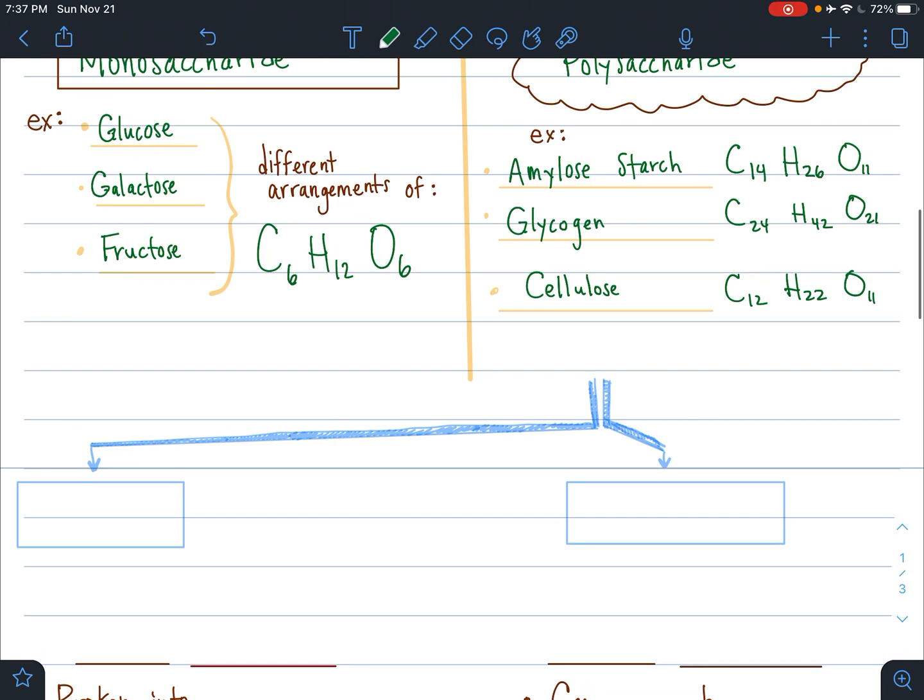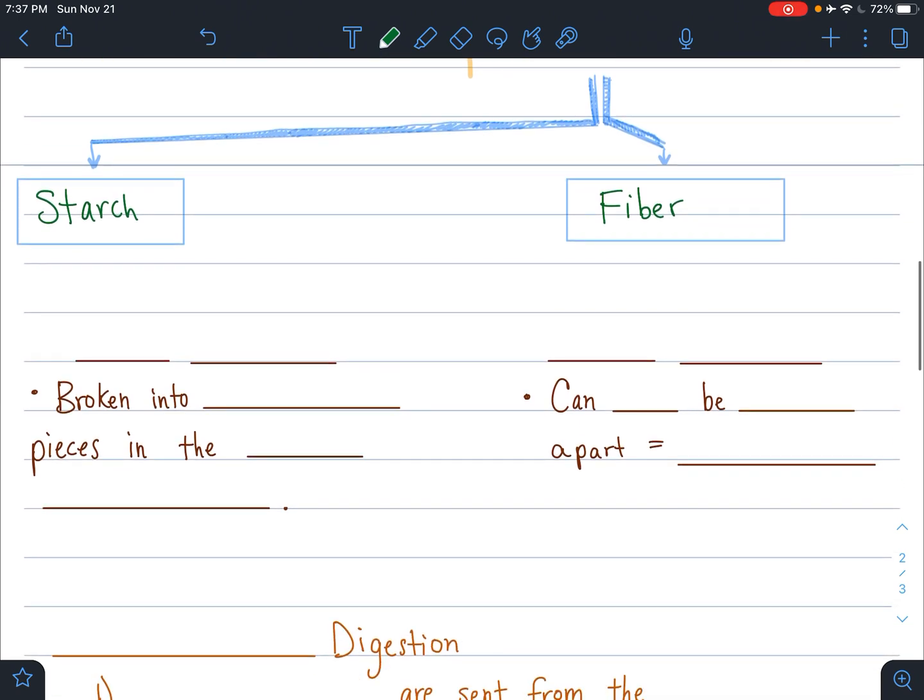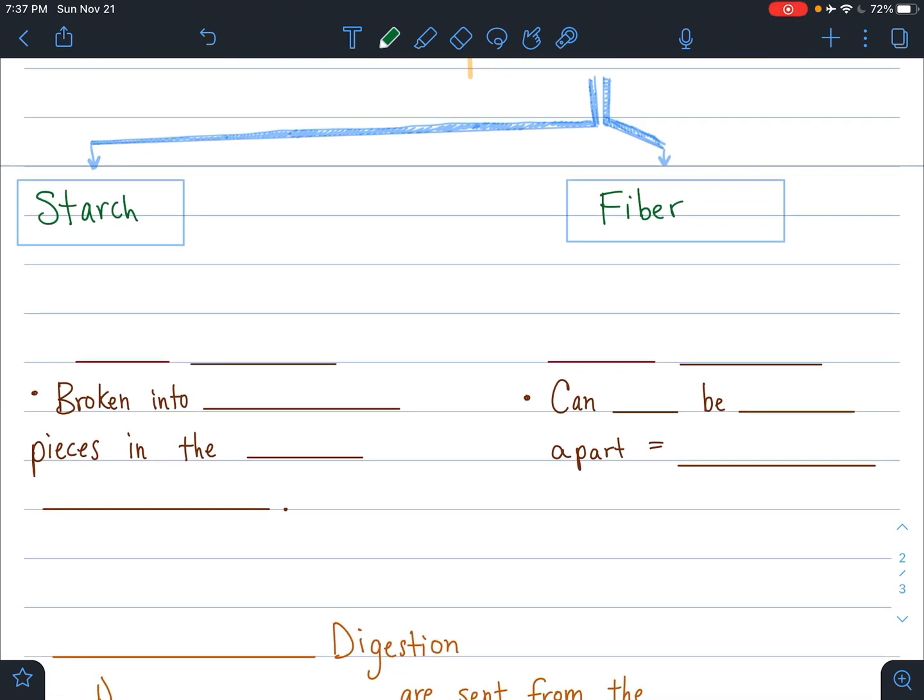Now, these polysaccharides can be categorized into two different sections. One type of polysaccharide is known as a starch, and a different type of polysaccharide is known as fiber. So you may have heard of foods that are starches or foods that have a lot of fiber in them, and we'll look right now at what the difference is between a starch and a fiber, and why fiber, for example, is boasted as being a positive thing that helps with digestion of food.